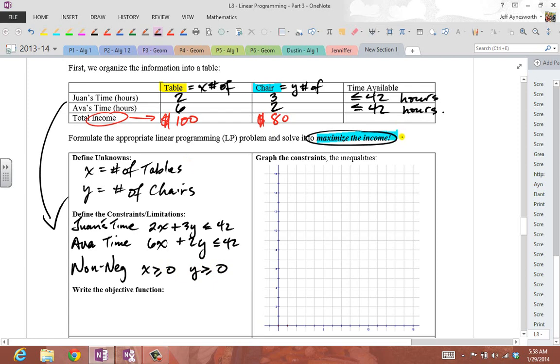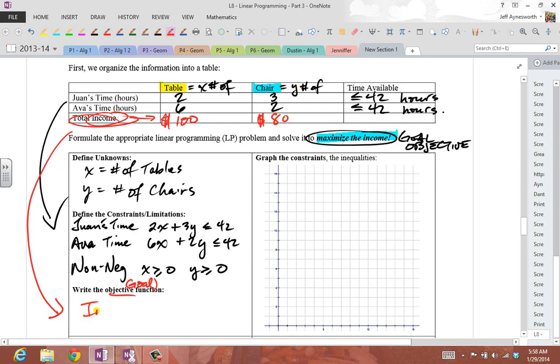Now, remember our objective, our goal, same thing here, is to maximize the income. So what I need to do now is I need to take this information right here and write my objective function, which is my goal function, okay? Objective is goal. And I know that for every table they make $100, and for every chair they make $80. So I got to take the amount of money they make, multiply it by how many they're making, which is x. So I got 100x right here, plus $80 times how many they make, y, to get my total income.